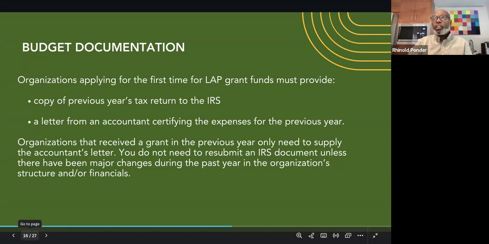Other documentation includes whatever you need for your narrative to support your budget. As a matter of fact, there are very specific questions in the narrative about how you're going to use your funds and what results come out of those funds or what your expectations are.